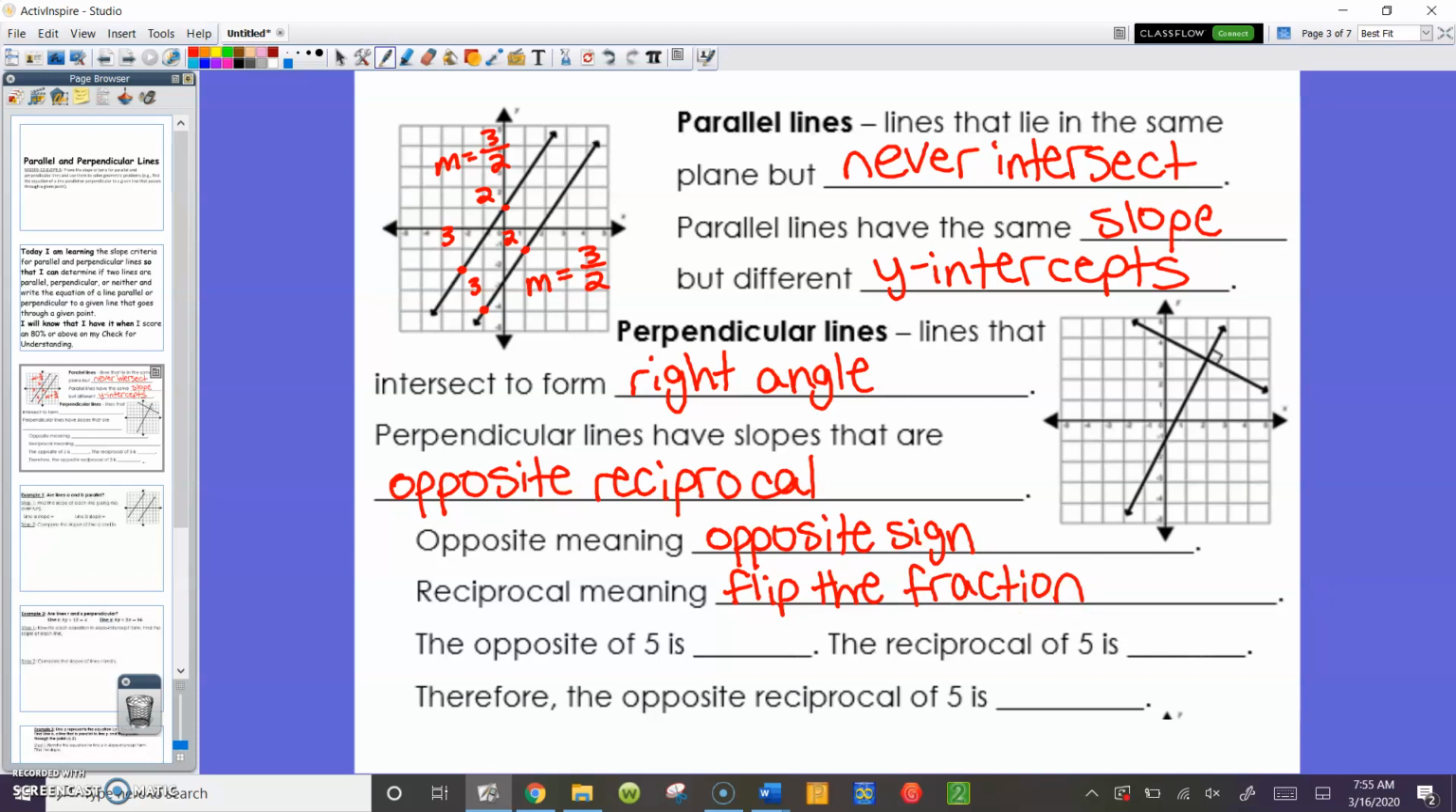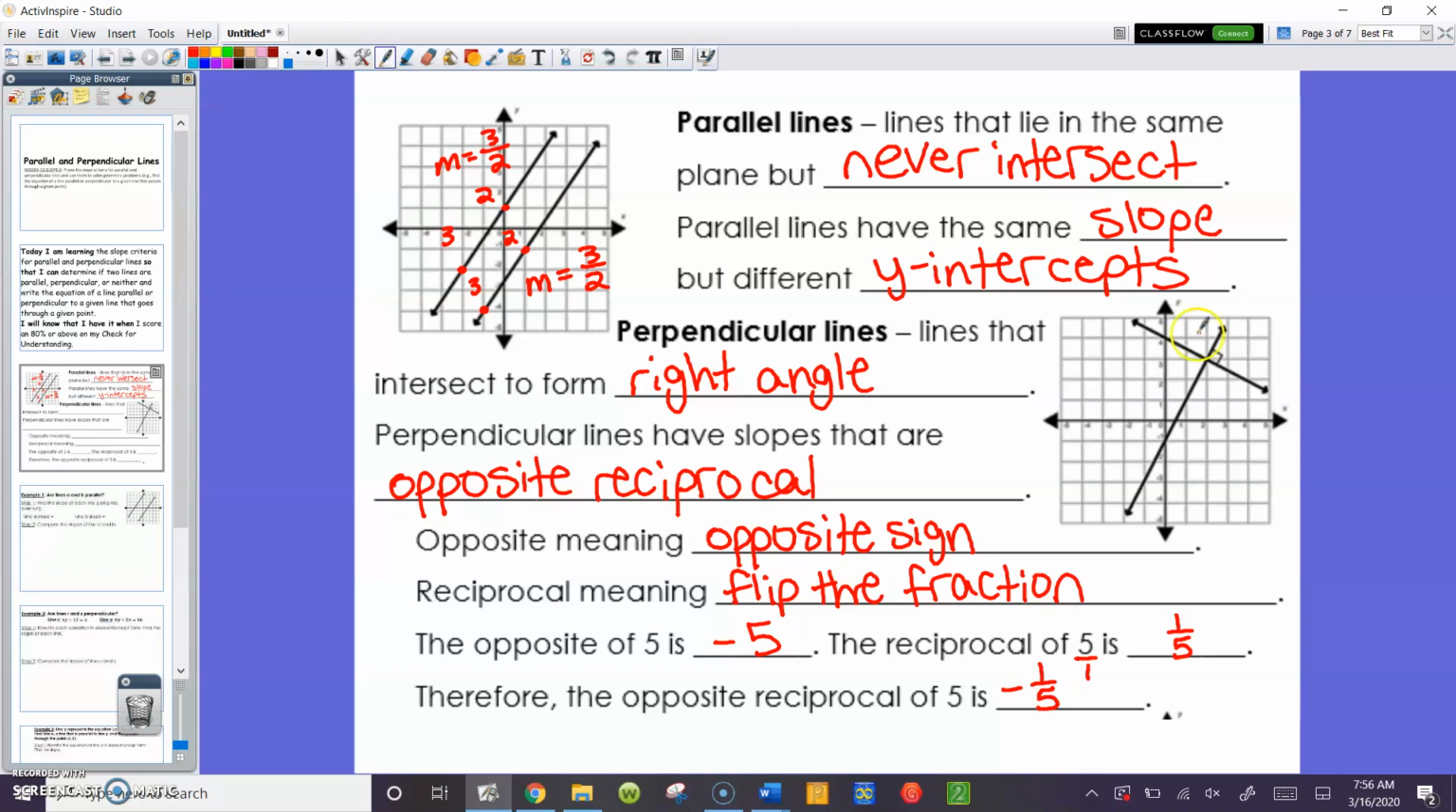So let's look at 5, for example. The opposite of 5, so that's where you think the opposite sign, is -5. And then the reciprocal of 5, so this is where you think flip the fraction. We know the whole number 5 would be the fraction 5 over 1. So when you flip 5 over 1, that would become 1 over 5. So now we're going to put it all together. Therefore, the opposite reciprocal of 5 is -1 over 5.